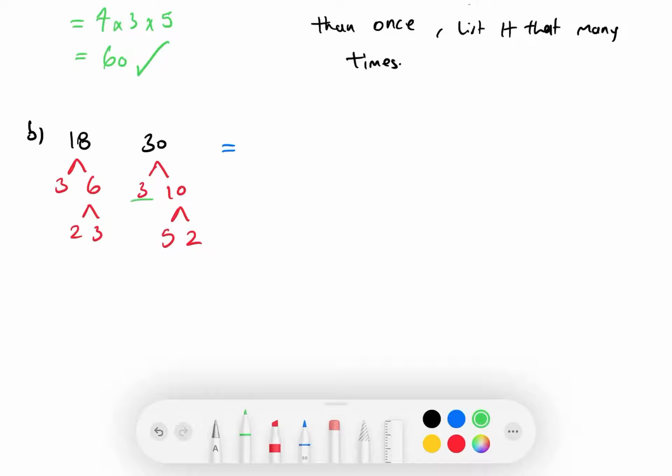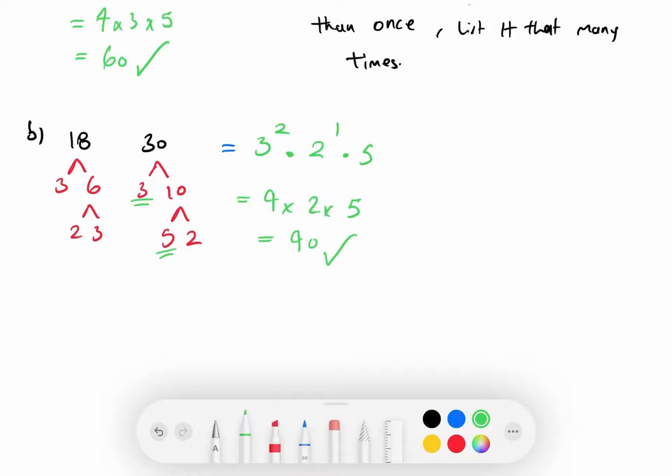So for example, 3 is a prime factor and it appears 2 times. So you write it down the greatest number of times it appears. So 3 to the power of 2 times 2 to the power of 1. And there's also a 5 right there, so you write 5 as well. The answer will be 9 times 2 times 5, which is 18 times 5, which is essentially 90.